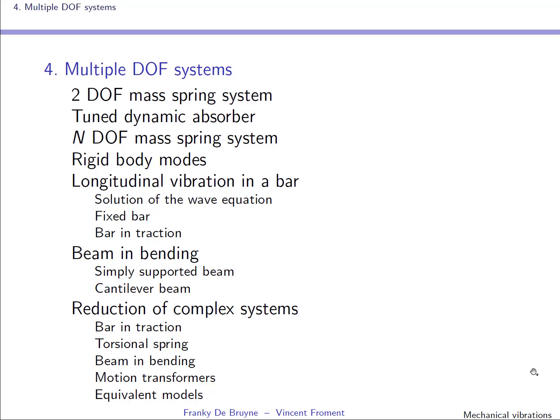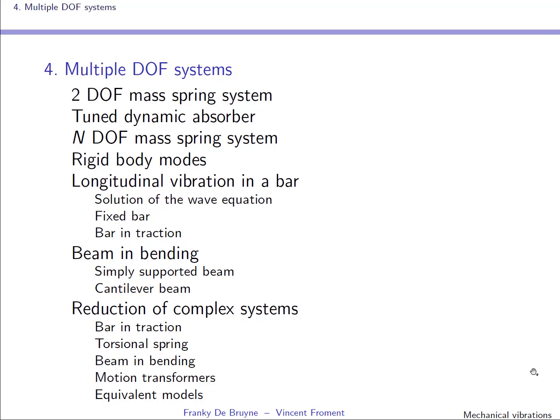Section 4 of this second part of the course talks about multiple degrees of freedom systems. I'll start with 2 degree of freedom systems, and more in particular the mass spring system. Then I'll talk about an application of that, which is the tuned dynamic absorber, and then I'll go to n degree of freedom systems, and more in particular again mass spring systems with n degrees of freedom.